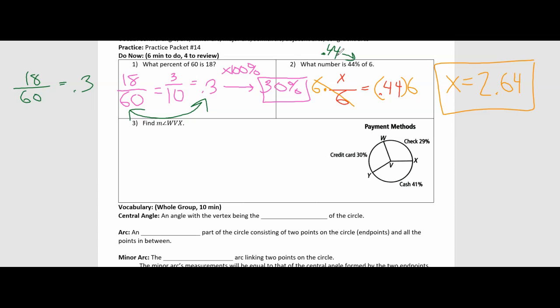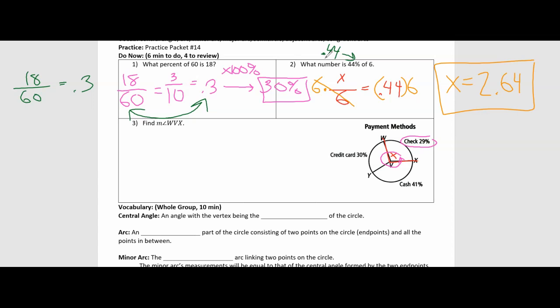Number 3 says, find the measurement of WVX. WVX, what is that angle right here? Well, we know that all 3 of those angles in the center should add to 360 if I go all the way around. So can we figure out what percent of 360 x is? Well, it has to do with this 29%. And this isn't something I would necessarily expect you to know. I think intuitively you may have been able to figure it out, but we'll talk about this more today.